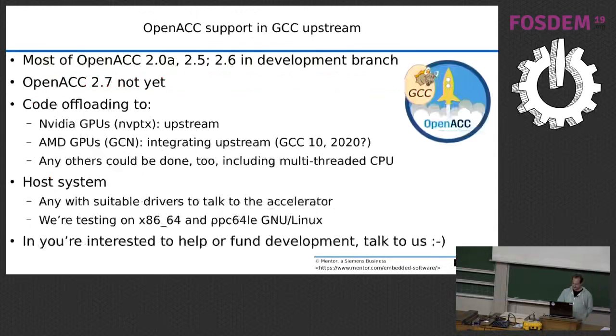All right. So then the status in GCC upstream. 5 years ago, we started with the 2.0 OpenACC specification, and then a few years later, 2.5 came out, which is mostly supported in upstream GCC. 2.6 is in our development branch, and 2.7 has just been released a few months ago at the supercomputing conference. We have not yet started working on that.